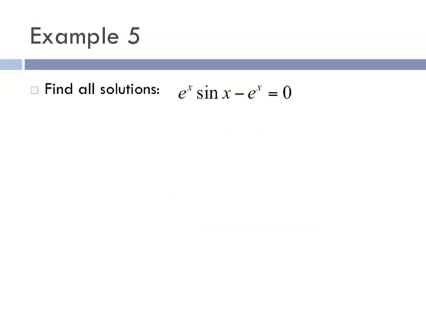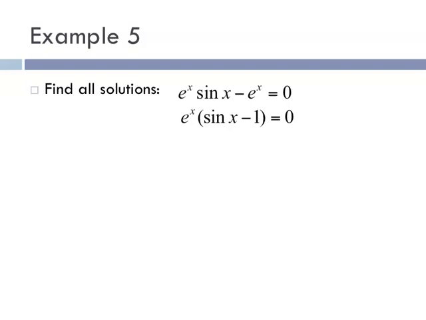Okay, the last example we have e to the x times sine of x minus e to the x equals 0. This is different from the last example because the two functions aren't inside of each other. However, they're still in the same equation. We have e to the x times sine of x minus e to the x. So what we can do here is factor out the e to the x. So e to the x, parentheses, sine of x minus 1 equals 0.